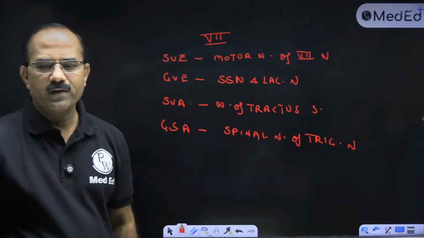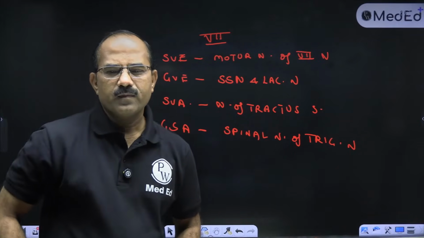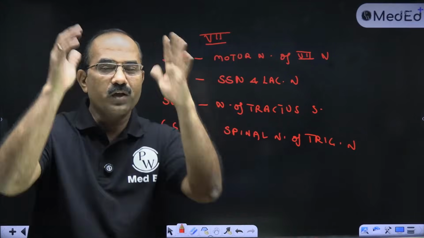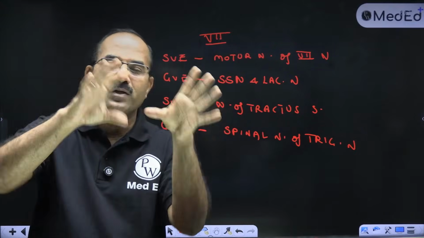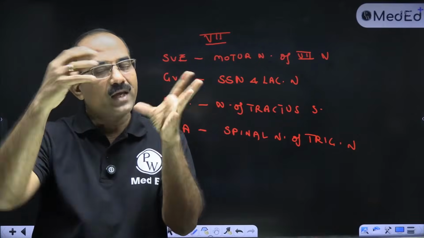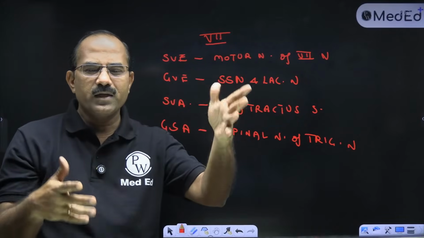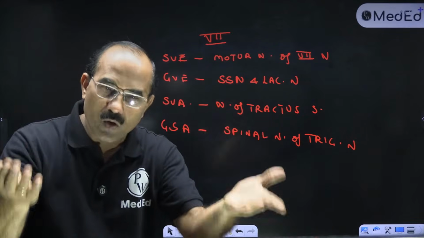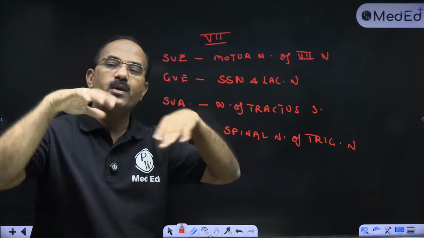Spinal nucleus of trigeminal nerve. Okay, fine. Clear? So this is how you remember the components. बस क्या याद रखना है आपको? What is the nerve supply? अगर आपको nerve क्या supply करता है, you know, so automatically you get the components and उसके corresponding nucleus आ जाते हैं.